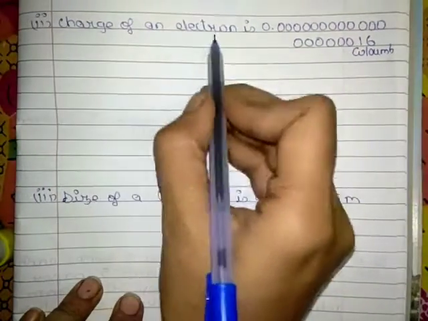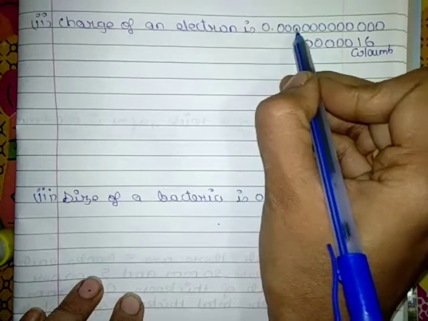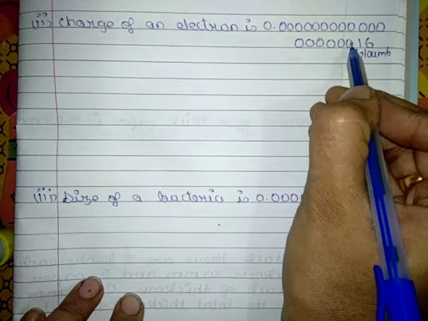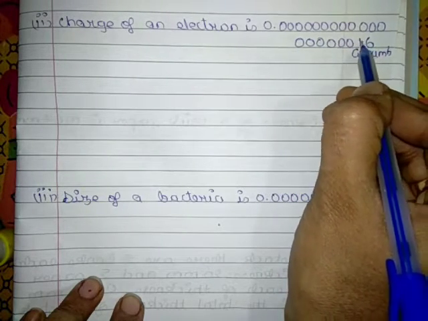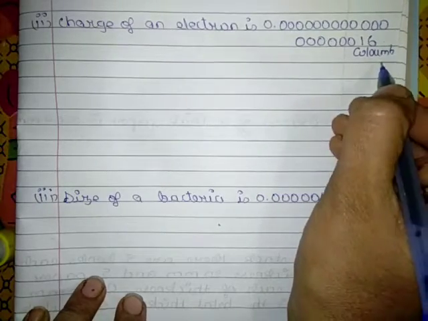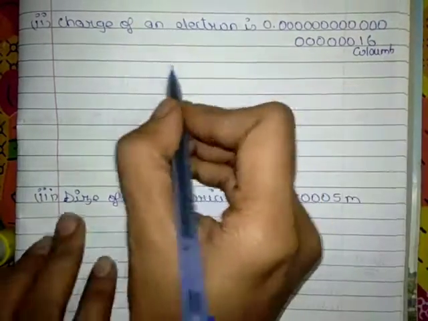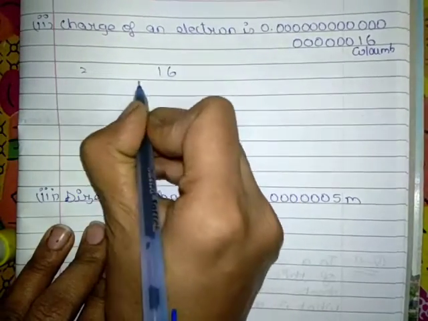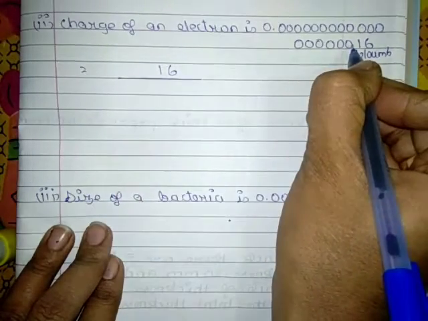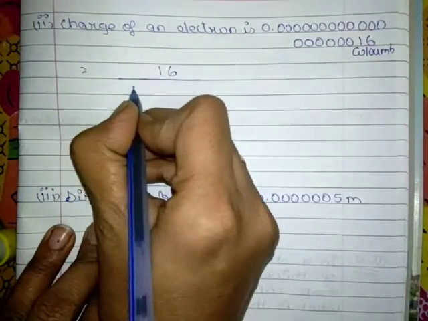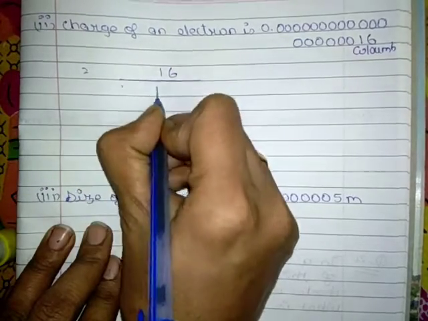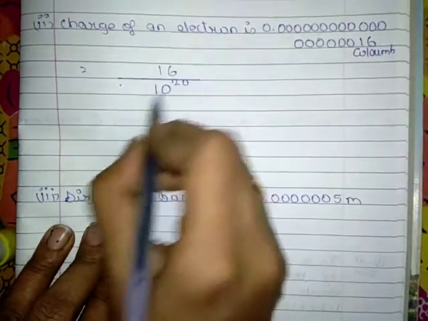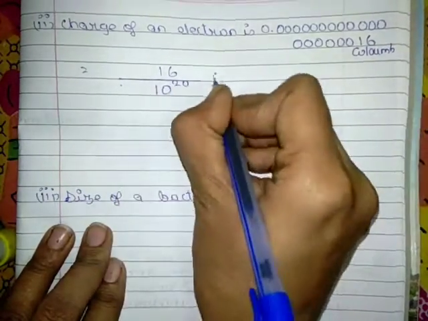Question 2. Charge of an electron is 16, with 18 zeros before it, coulomb. Now, let's do it in fraction form first. Just keeping 16 above, and then we have counted 18 zeros, so 19 and 20. So 20 zeros will come. I'm just expressing this in exponent form, that is 10 raised to 20. You can write the 20 zeros, or else you can write 10 raised to 20 coulombs.